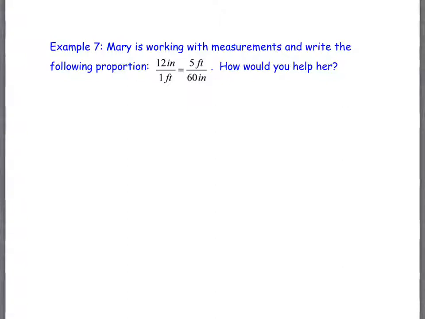Use the switch so that it's the same on the bottom as the top. Okay, why, Hannah? Because, like, they have to have the same. Specifically, what do you want to switch? Let's be more specific. The 5 feet should be on the bottom to match the 1 foot on the other side. And the 60 inches should be on top.